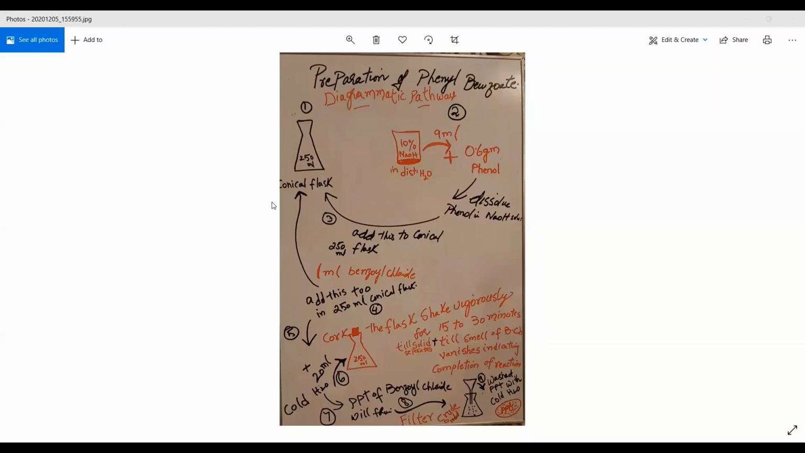And when the white solid separates, you have to wait. The completion of the reaction is when we feel no smell. Then we will know that our reaction period is over, right? So this is what has happened up till now.